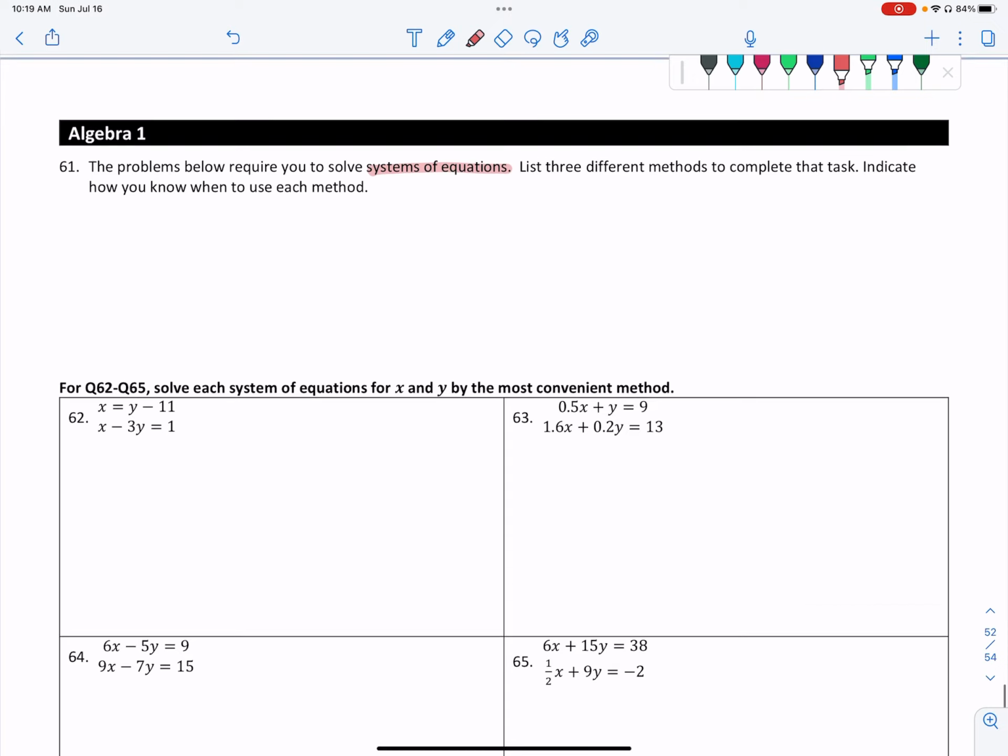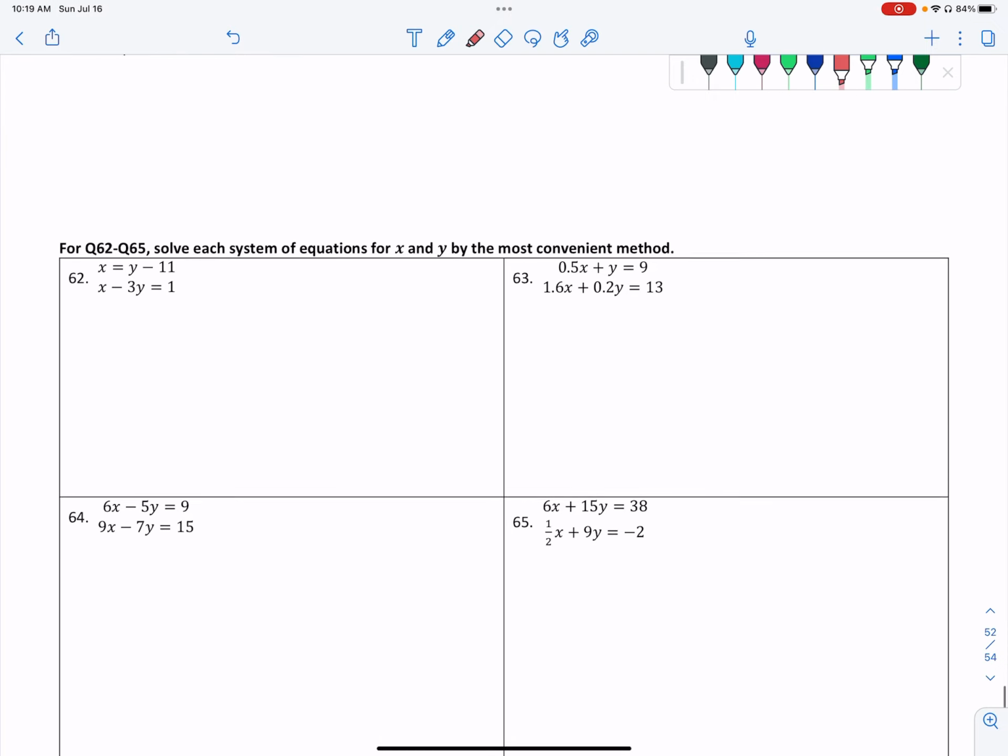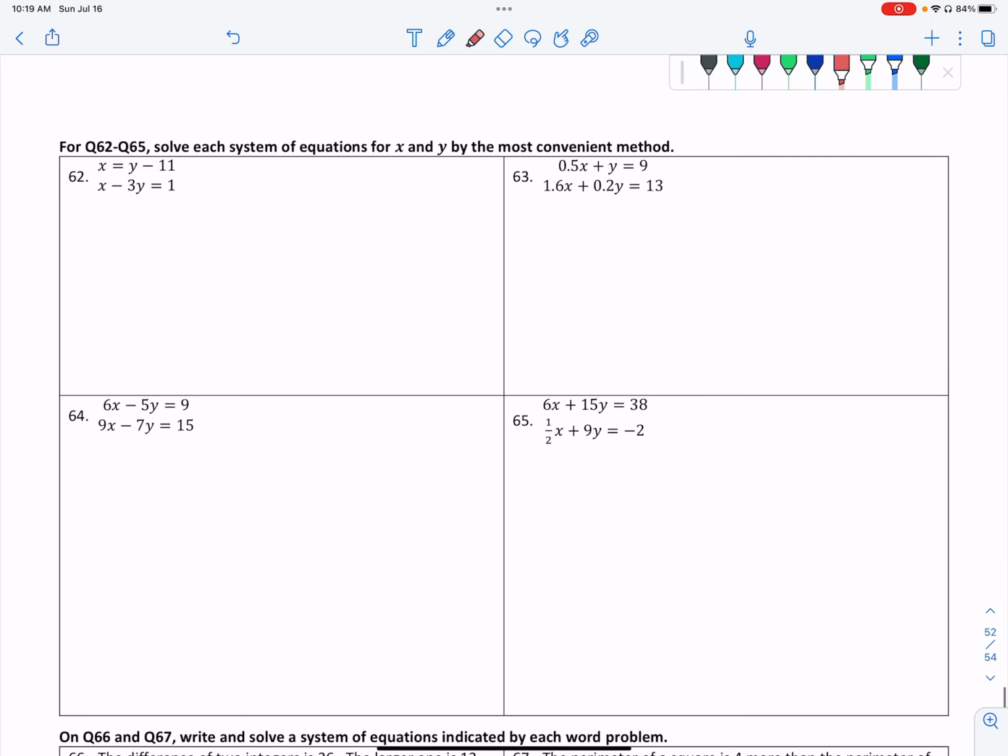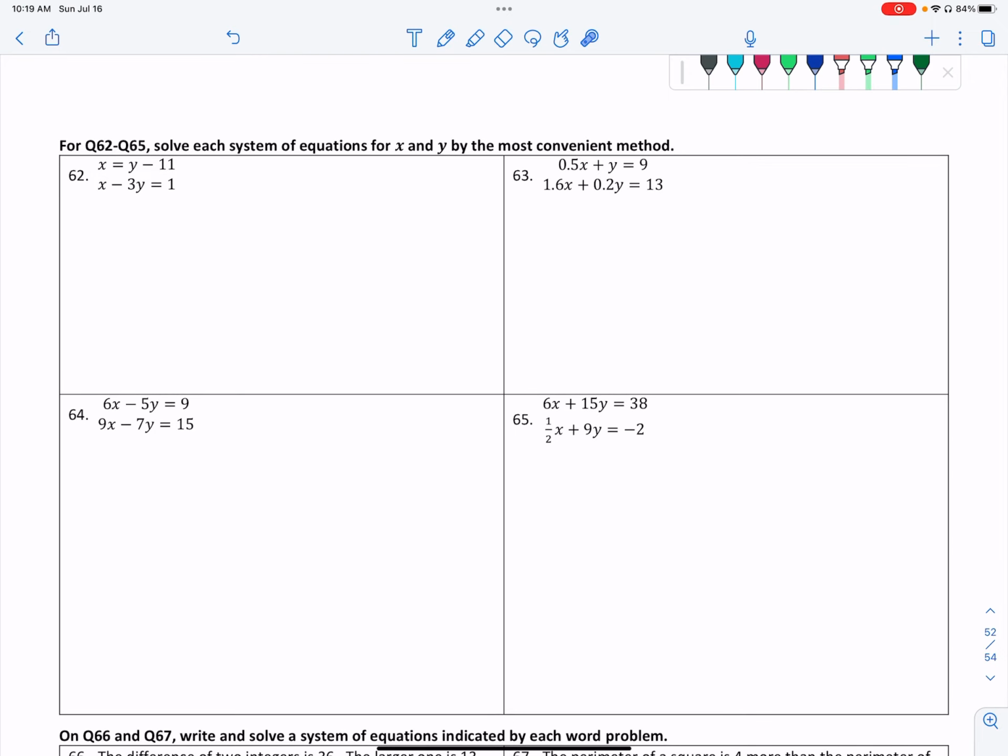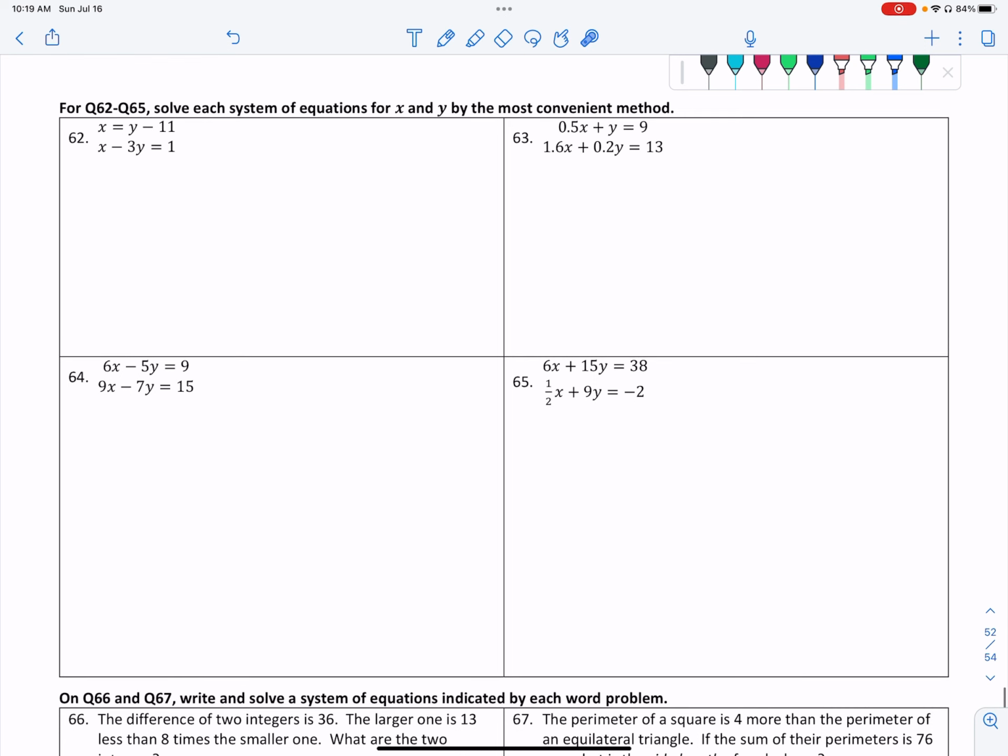You can see examples of them on 62 through 65. So in general, a system of equations is more than one equation with the same variables. However many variables you have, so you've got x and y, two variables, that's how many equations you need to solve that system. In Algebra 2, in a couple of years, you're going to up this a little bit. You'll have three variables, an x, a y, and a z, and then you'll need a third equation in order to solve those things.